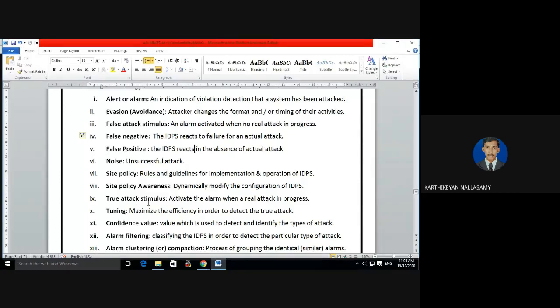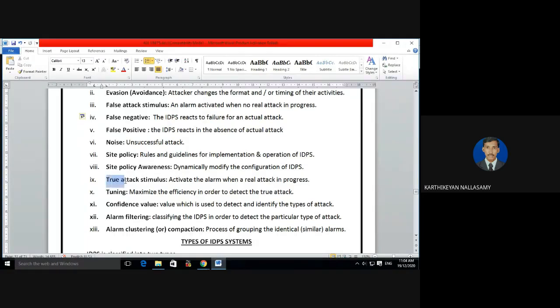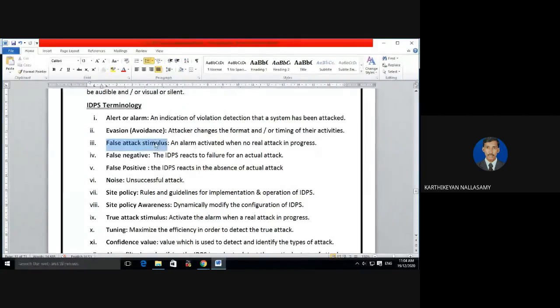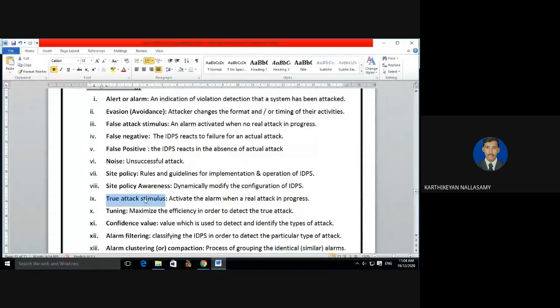And the next one is the true attack stimulus. A false attack stimulus means that the alarm is activated, but there is no real attack. The next one is a true attack stimulus. The alarm is activated when a real attack is happening. That is called a true attack stimulus.